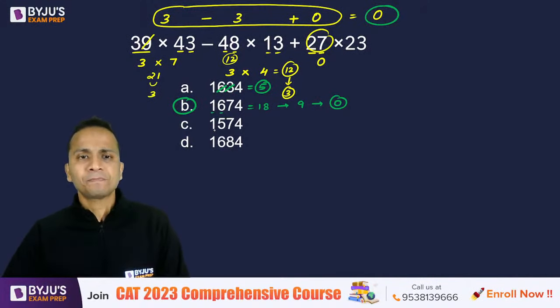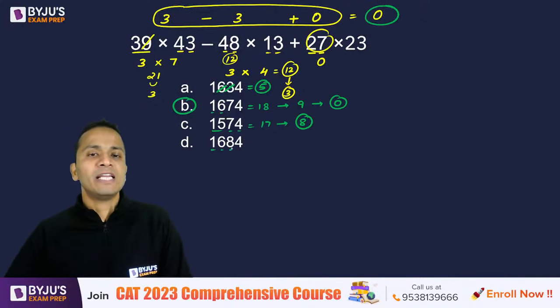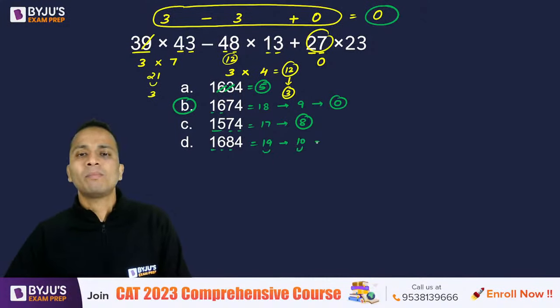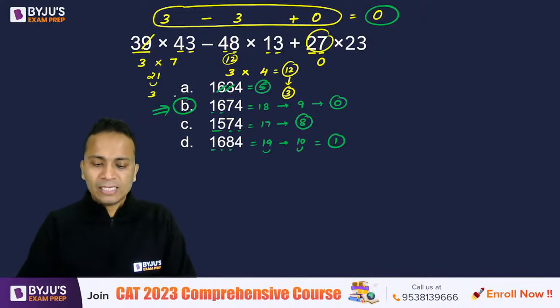Option C, let's check. 6 and 7 is 13 and 4, 17. In 17, 1 plus 7 is equal to 8. So a digital sum of 8. Option D, 1 plus 6 is 7. 7 and 8 is 15 and 4, 19. 19, 1 plus 9 is 10. And then in 10, 1 plus 0 is equal to 1. So a digital sum of 1. So only option B is matching with our required digital sum, and that will become the answer for this question.